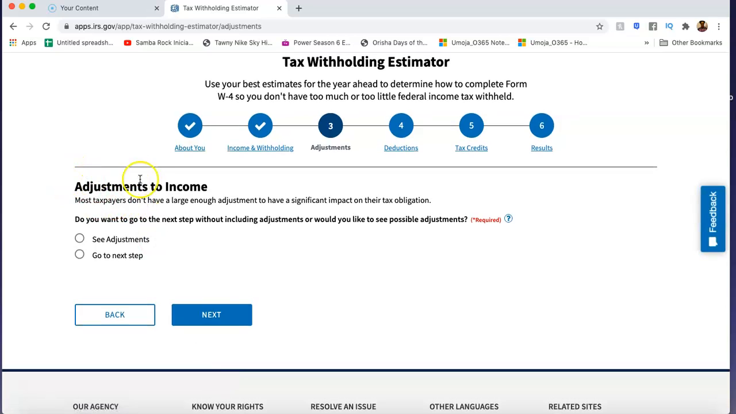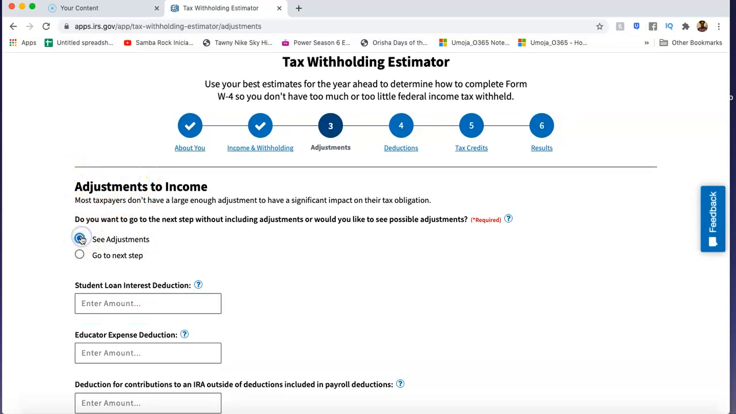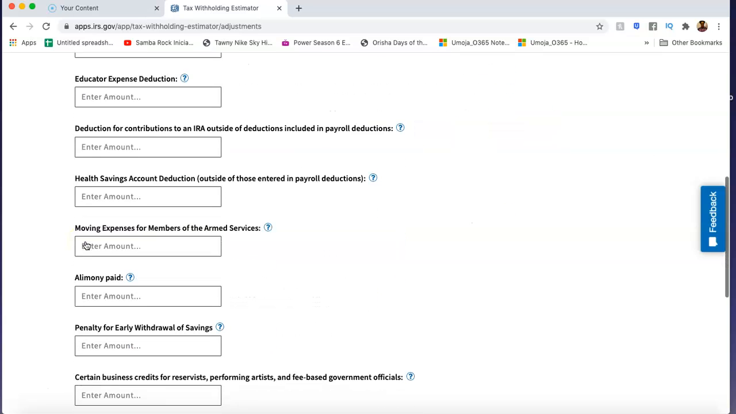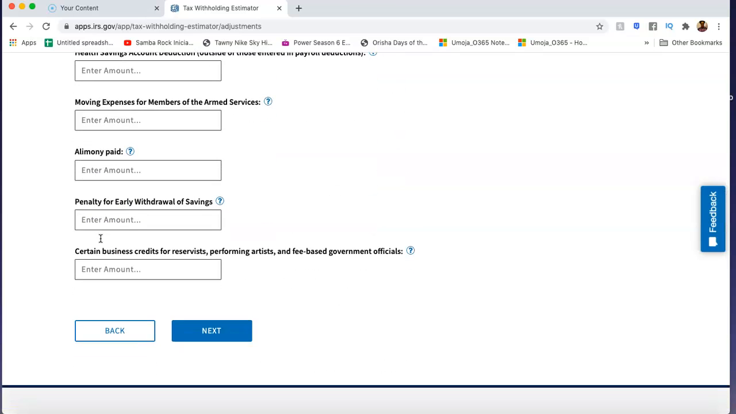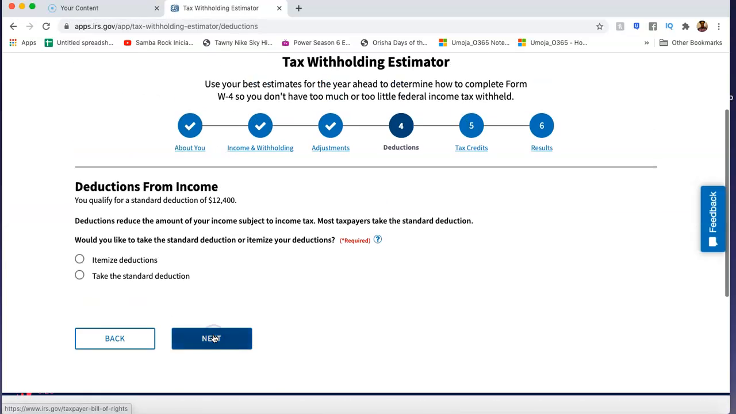Now, adjustments to income. Do you want to go to the next step with including adjustments, or would you like to see possible adjustments? We're going to say yes, just to look at it. They have student loan interest, educator expense, deduction for contributions to IRA, a whole array of stuff up here. We're not going to do this for right now. I just wanted to show y'all what things they have up here for adjustments, but we're going to move to the next one.